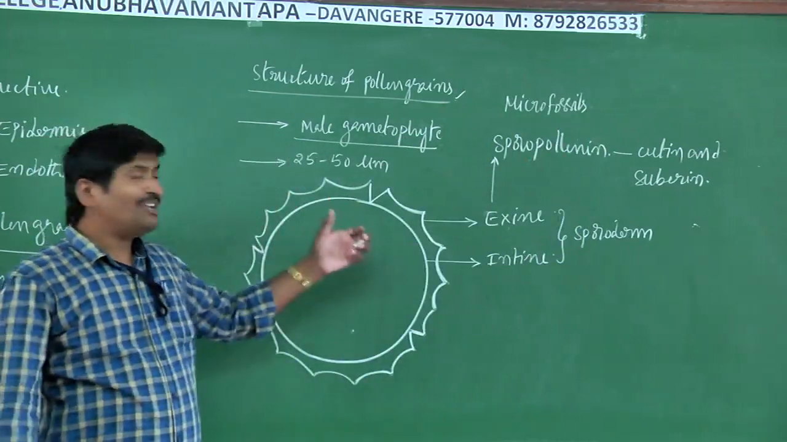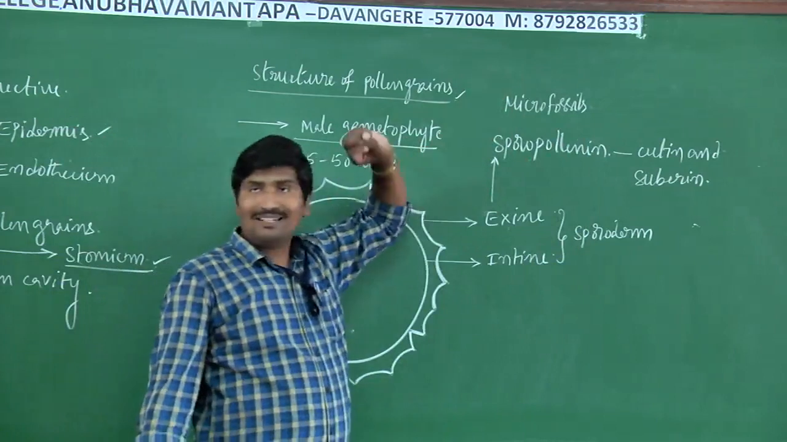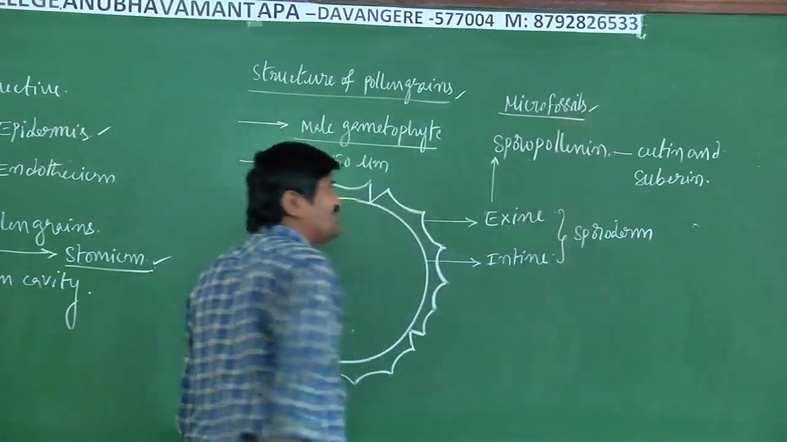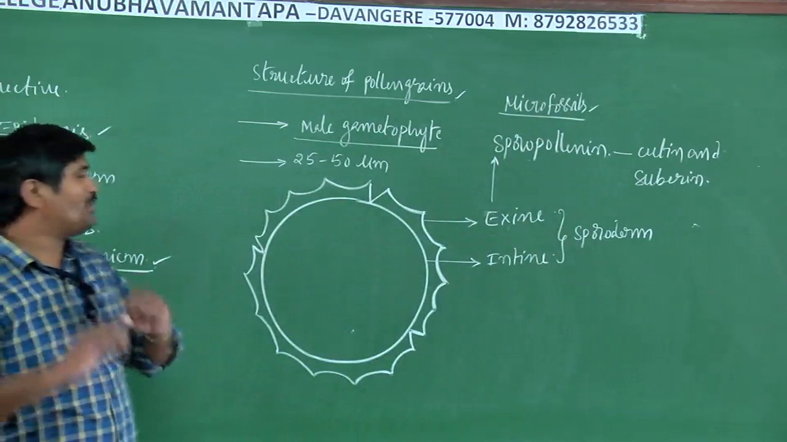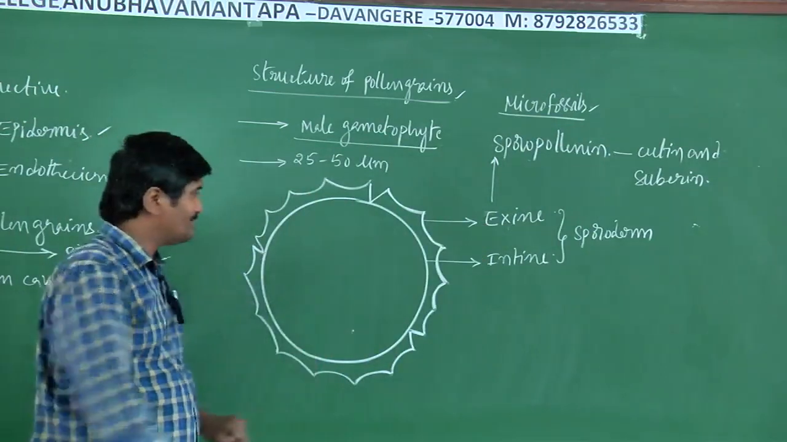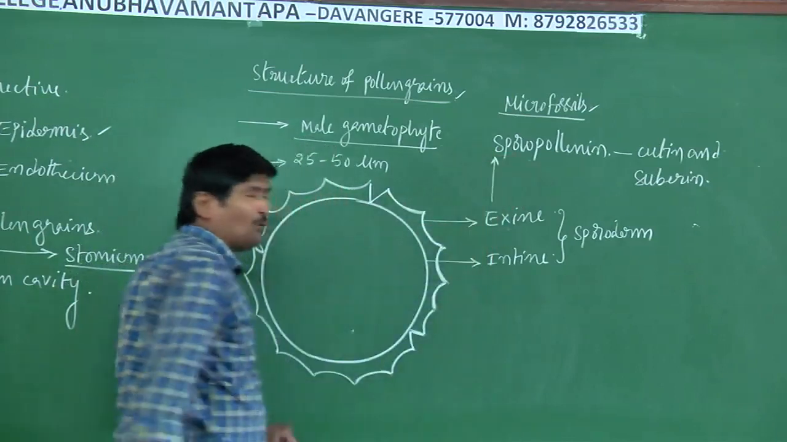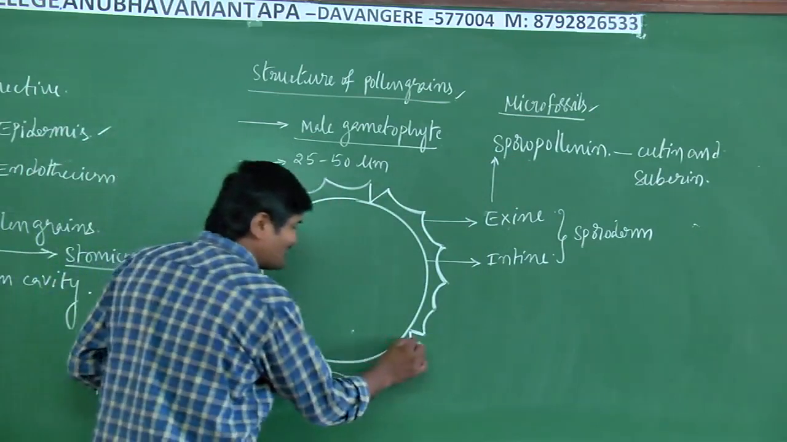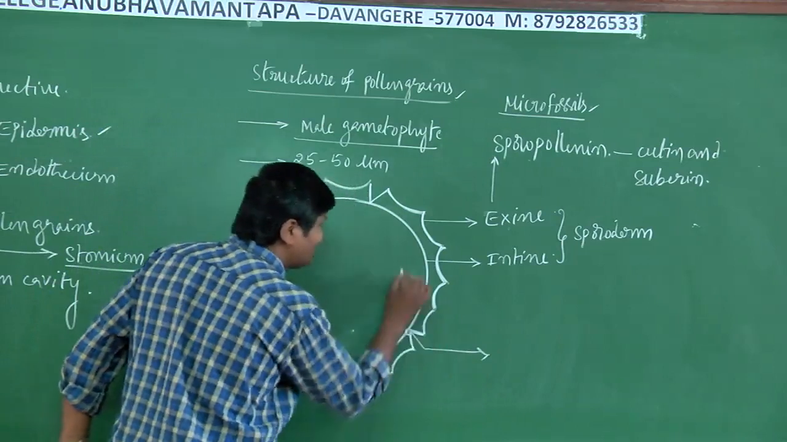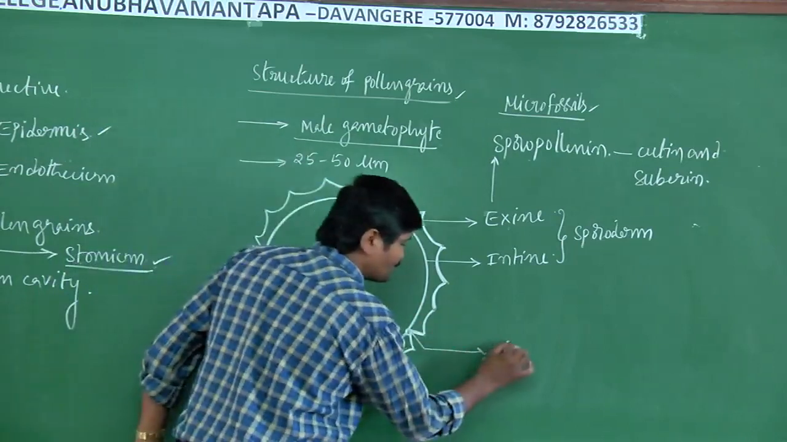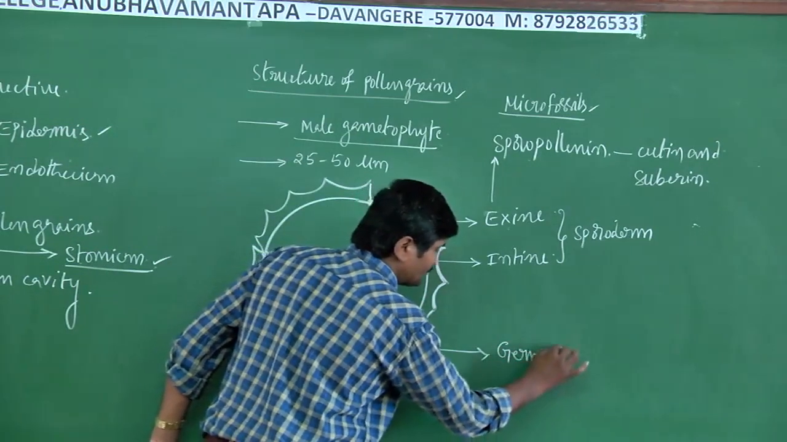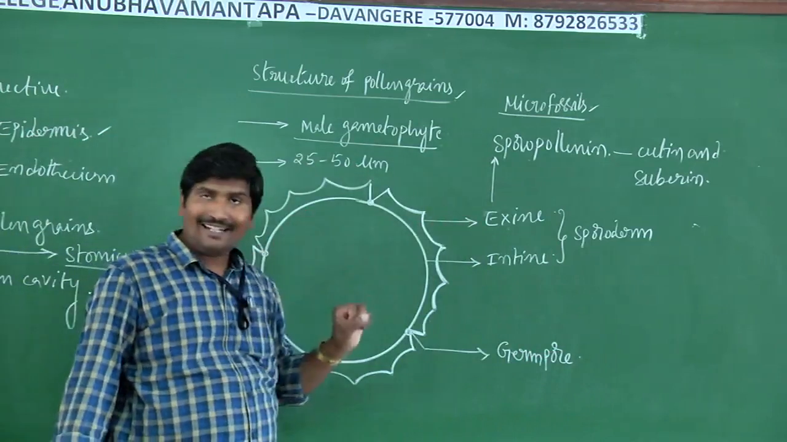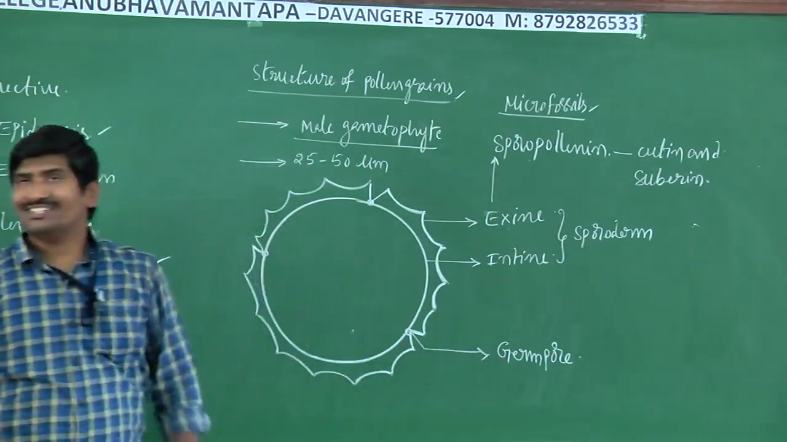The pollen grains are well preserved as fossils due to the presence of sporopollenin. Those fossils are also known as microfossils. Next, one more important point about the exine. The exine is made up of sporopollenin, but where the sporopollenin is completely absent in the exine layer, that region is known as the germ pore.